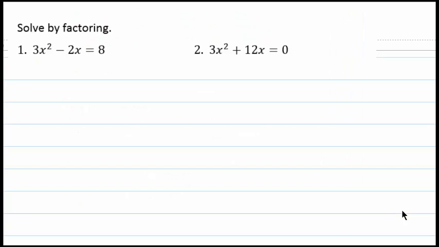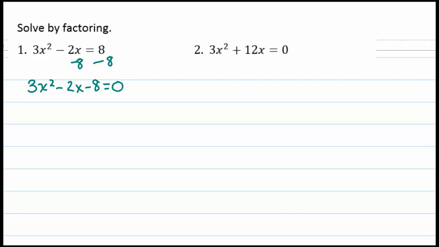All right, here I'm going to do a couple examples of solving by factoring. So the first thing I want to do is make sure that the equation is in standard form. So I have descending order of my exponents, but then this doesn't equal 0. So to make it equal 0, I'm going to go ahead and subtract 8 from both sides. So then I have 3x squared minus 2x minus 8 equals 0. Then my next step is to factor completely.